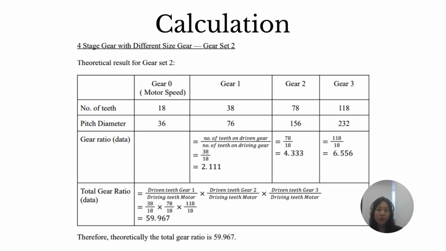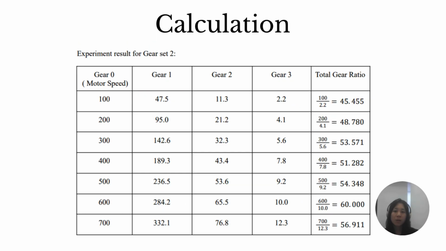Then we continue to the calculation for the four-stage gear with different size gears. Just use the same steps as before to calculate, since the pitch diameter and also the number of teeth are given. First, we calculate the gear ratio and the total gear ratio. Of course, the gear ratio will not be the same because of the different size. Then we multiply the three gear ratios together to get the total gear ratio. Then we calculate the total gear ratio for each motor speed, same as before.